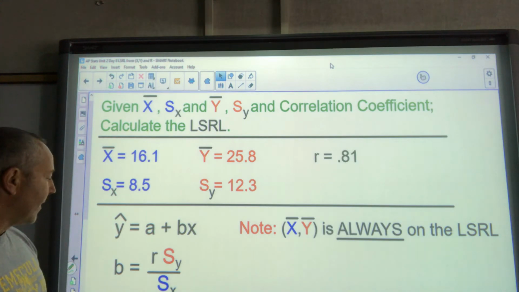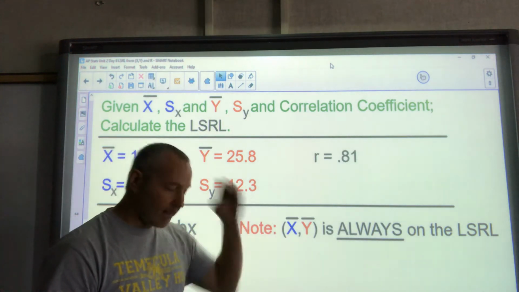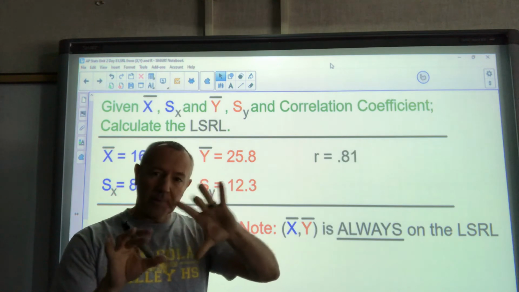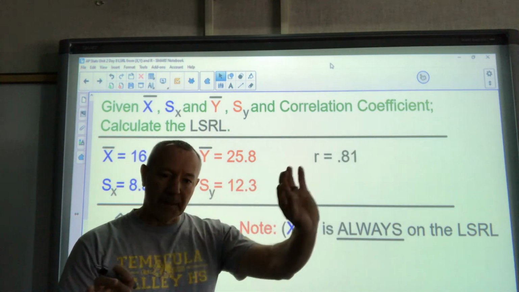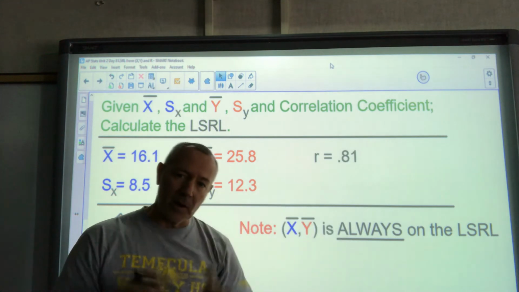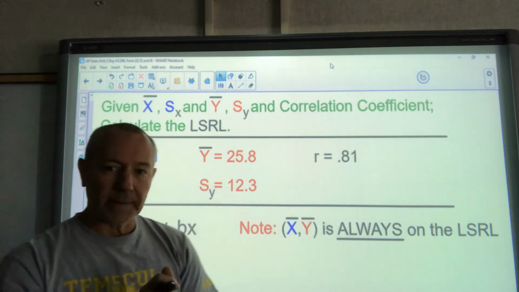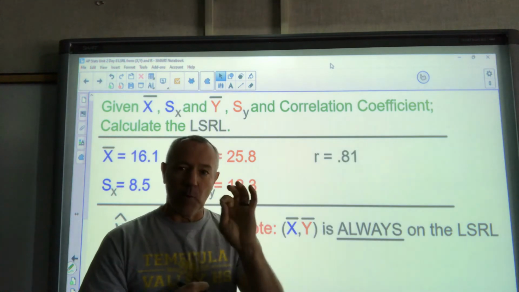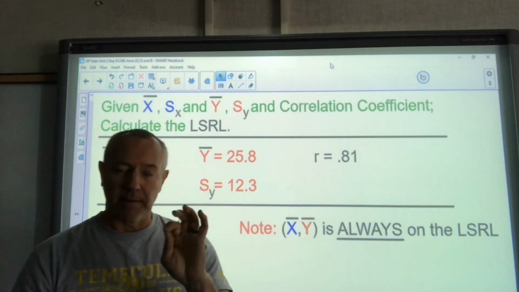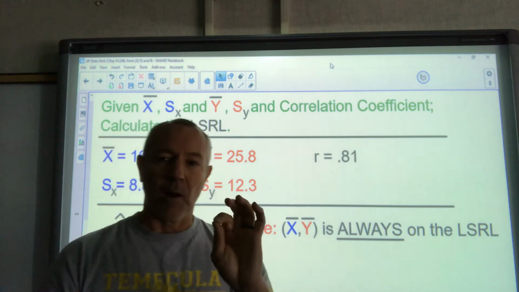All right, and then here's another thing that should make sense to you. If you figure all those points are on the scatter plot, and then we draw our line of best fit, it's like the average line that goes through all those points, and the average value of the x's and the average value of the y's is always on that line.